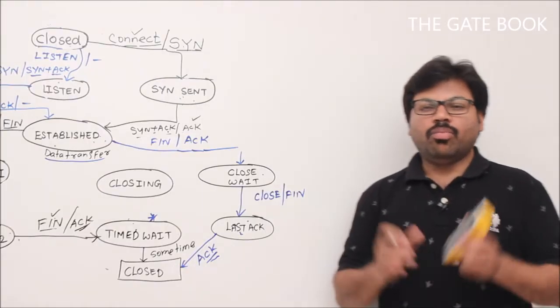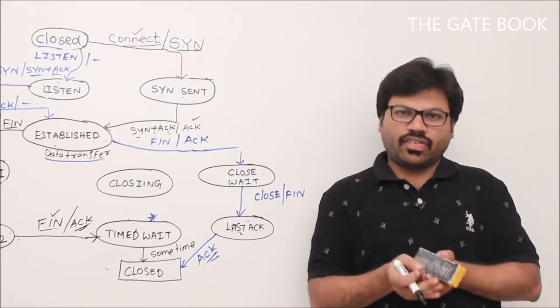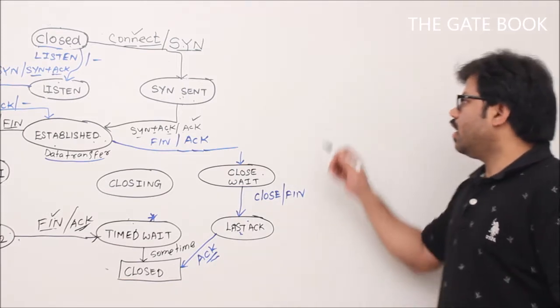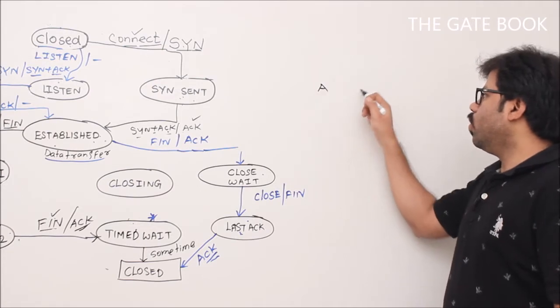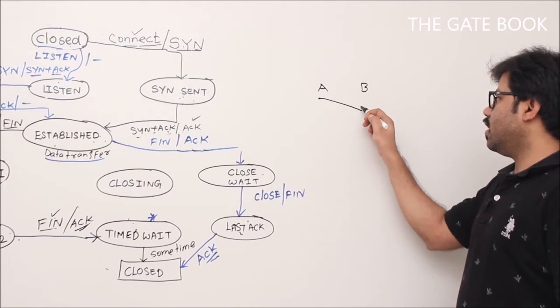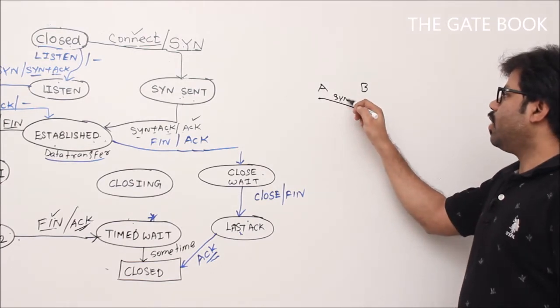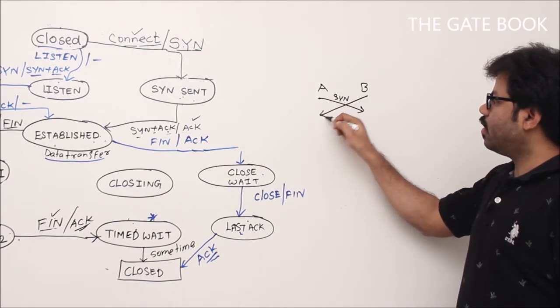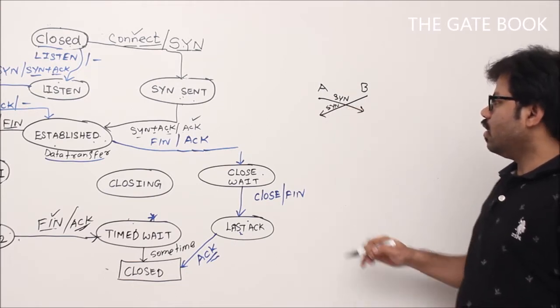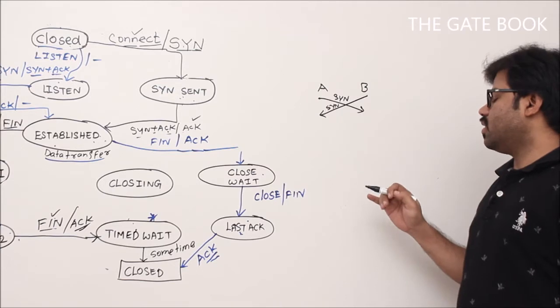Sometimes what happens is both ends simultaneously send SYN requests. That is a very rare case. In that case, what happens, we'll see. Here there is no client, no server. Both systems at a time want to send a SYN packet. For example, A sends a SYN packet. At the same time, B also thought of sending a SYN packet. So what is going to happen, we'll see. Whenever it happens, this is called a simultaneous request.